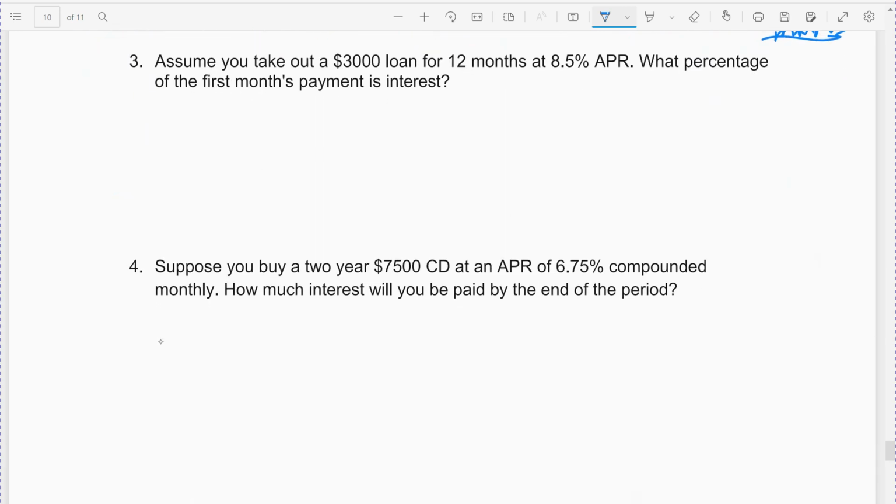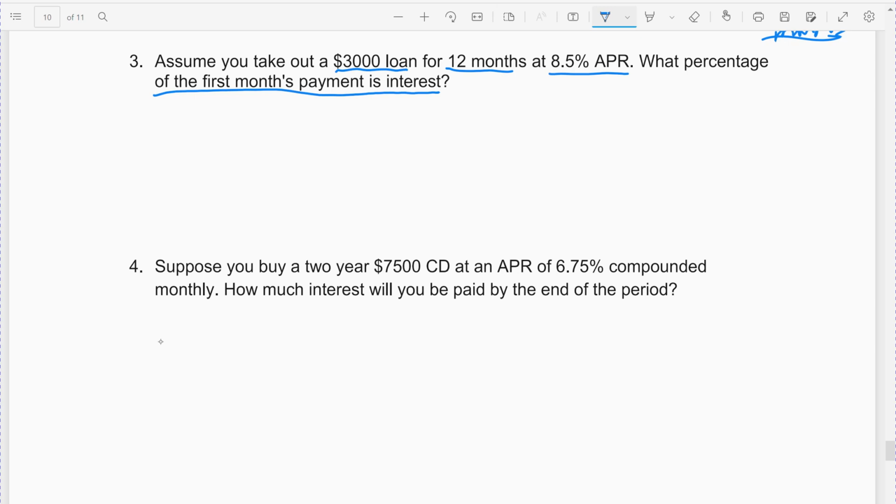Assume you can take out a $3,000 loan for 12 months at 8.5% APR. What percentage of your first month's payment is interest? So this is asking, like I did in the last problem with the mortgage case, how much of your payment is interest. It's typically a fairly large chunk. Now this is a small loan, so the interest will be much smaller than the loan payment, but you'll still end up paying quite a bit just in interest.